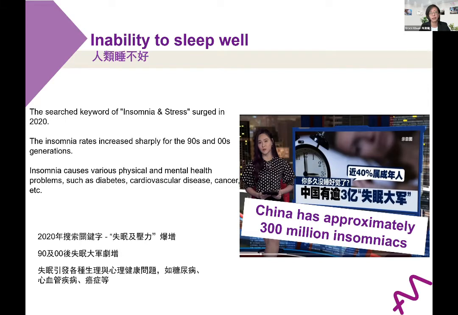This is the product angle. Okay, of course, we have a business angle as well. Okay, so this is to highlight the need in the market.